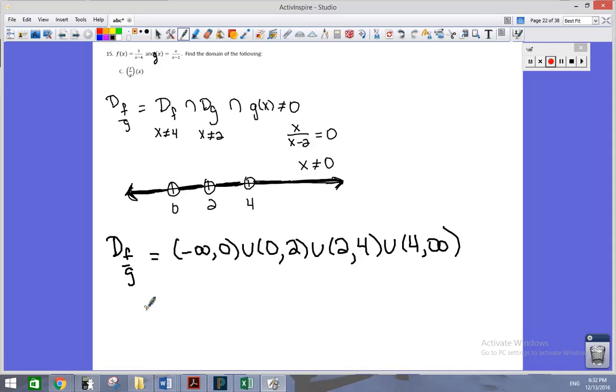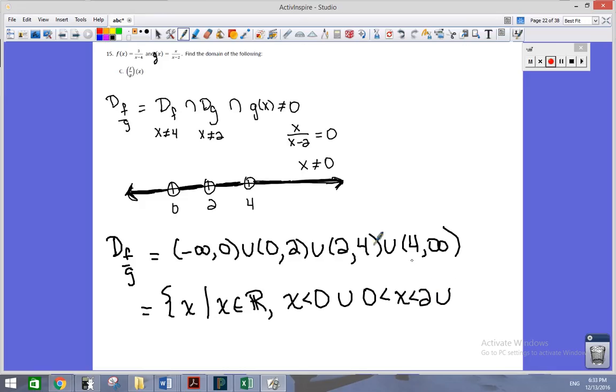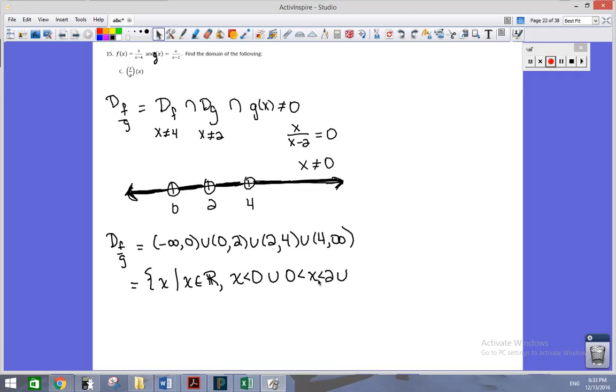If I were to write that using set builder notation, I have the set of all x such that x belongs to the set of real numbers, and in this left interval, x is strictly less than 0, or in this interval to the right, x is between 0 and 2, or to the right of it, x is between 2 and 4, 2 less than x less than 4, or x is bigger than 4. You'll never have infinity symbols in inequalities and never in set builder notation.